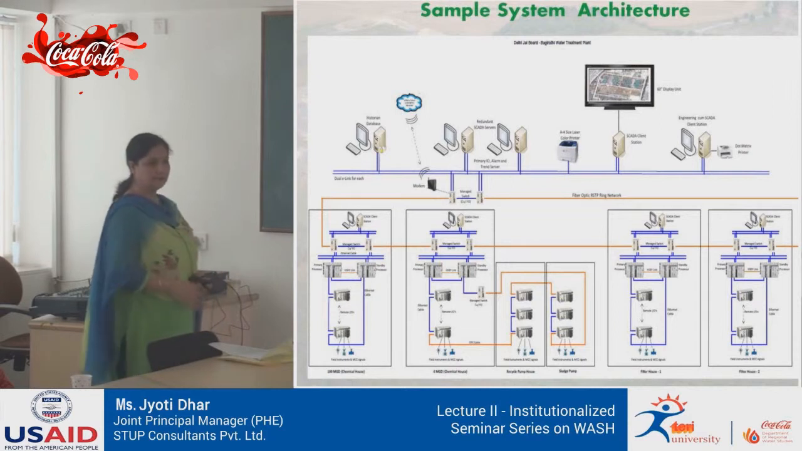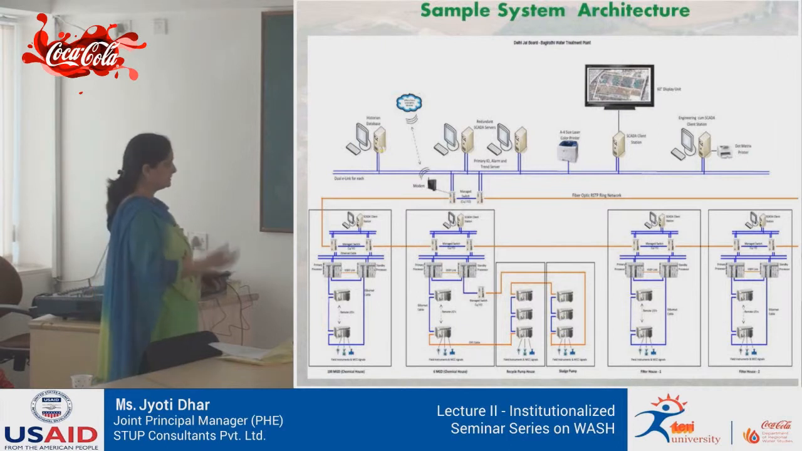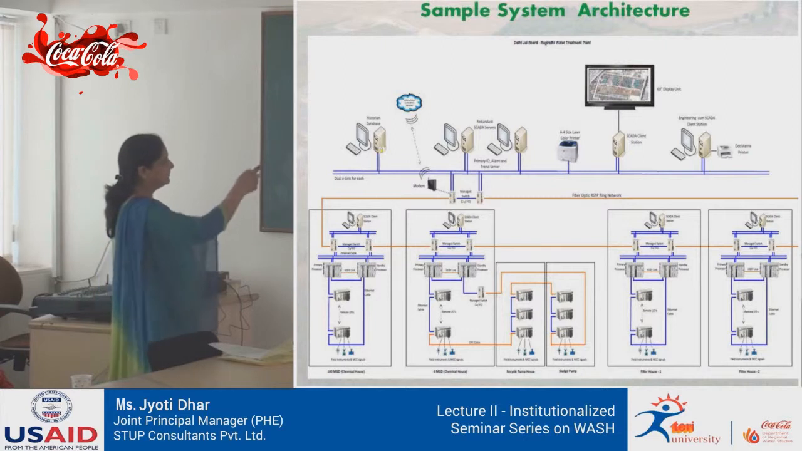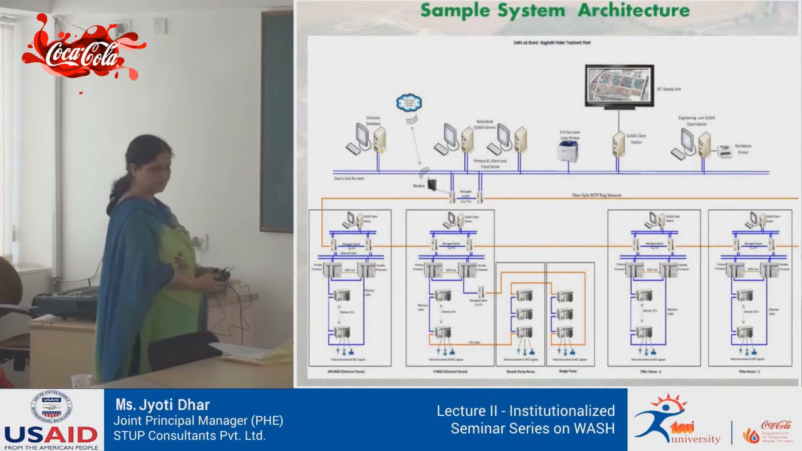In every city nowadays you are seeing a fiber optic network being laid down. This is the fastest means of communication nowadays, and with the help of this fiber optic communication, all the data from the various areas of the water treatment plant are being fed to the main control room.